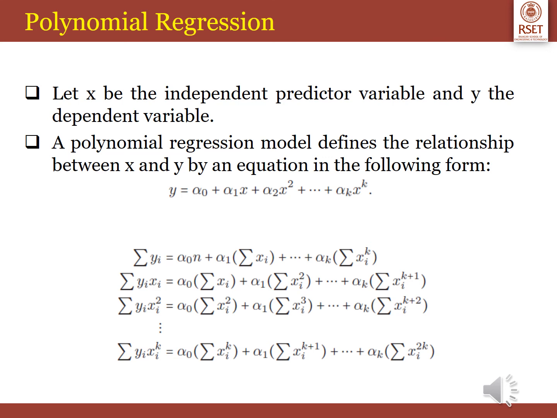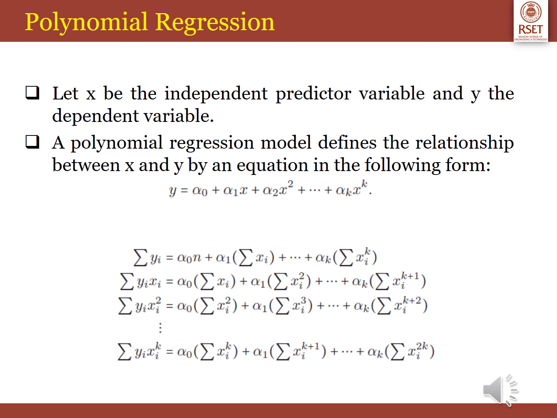Next is polynomial regression. Let x be the independent predictor variable and y be the dependent variable, and assume that we have a set of observed values of x and y. A polynomial regression model defines the relationship between x and y by an equation in the form y equal to alpha naught plus alpha 1 x plus alpha 2 x square plus alpha 3 x cube etc., up to alpha k x raised to k.